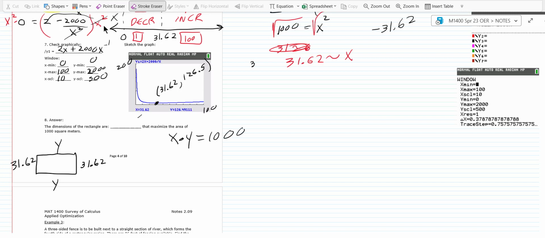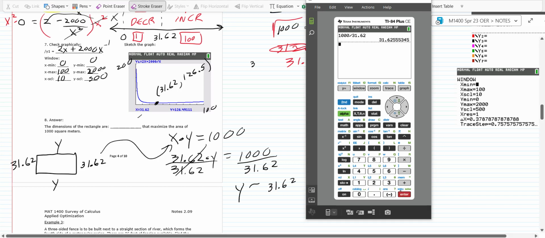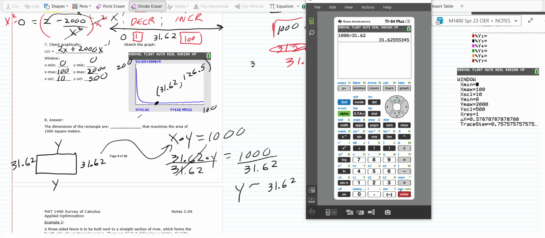So now what you do is just plug in that x value. You would have 31.62 times y equals 1,000. Then we can divide by 31.62, and that will give the other dimension. We just do that on the calculator. So we do 1,000 divided by 31.62, and that'll give 31.62.